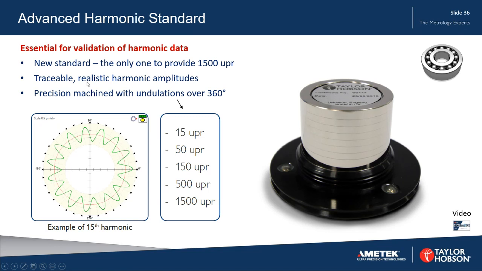They are realistic, representative of the harmonics that you would see on a typical bearing surface. The example shown here is the 15th harmonic, the 15th UPR, 15 undulations per revolution, 1, 2, 3, 4, 5, 15 UPR. And these are machined onto these different bands. Let's have a look at the video of this measuring it.